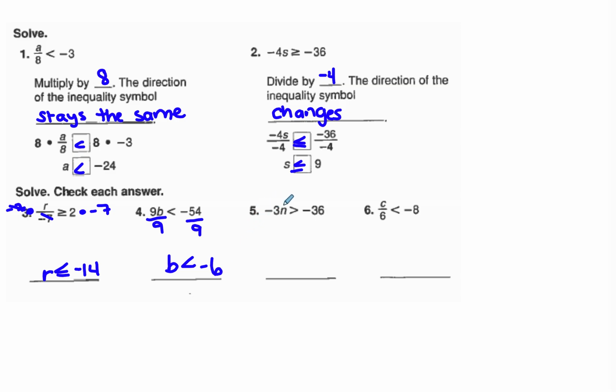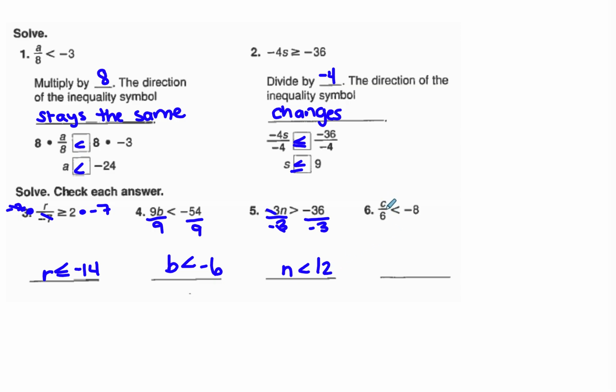Number 5, negative 3n is greater than negative 36. We're multiplying by a negative 3, which means to solve it, we're going to divide by a negative 3. Negative 3 divided by negative 3 is n. Our inequality sign is flipping because we're dividing by a negative number. Negative 36 divided by negative 3 gives us a positive 12.